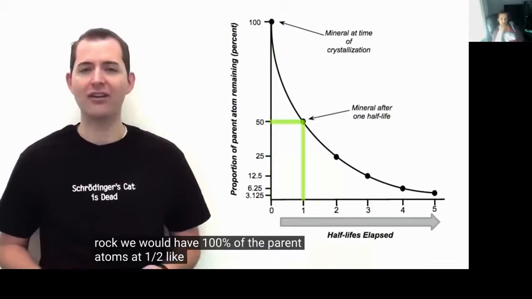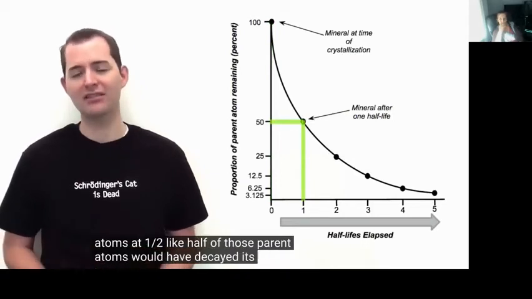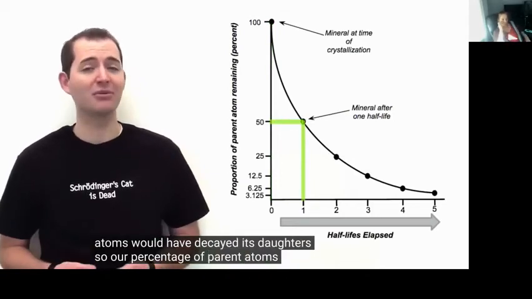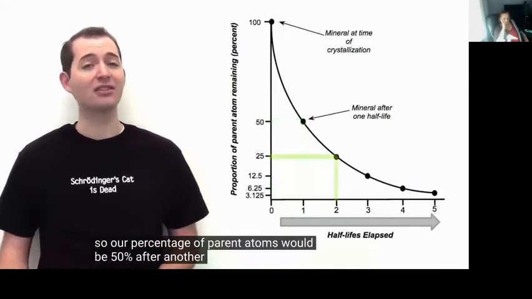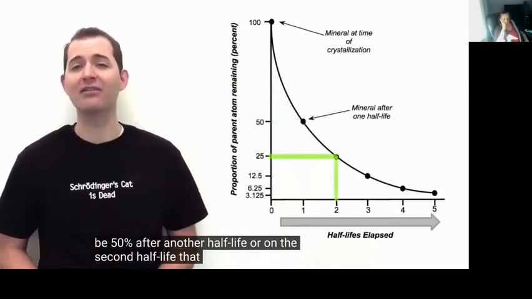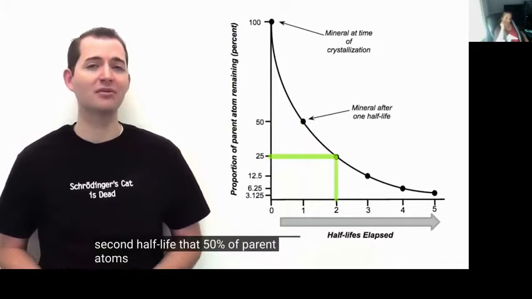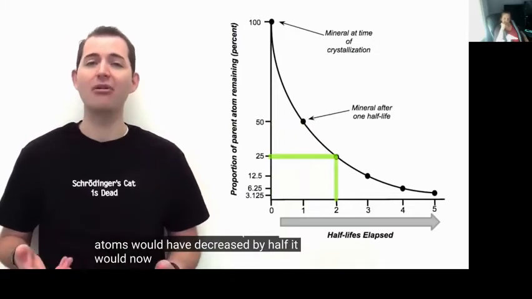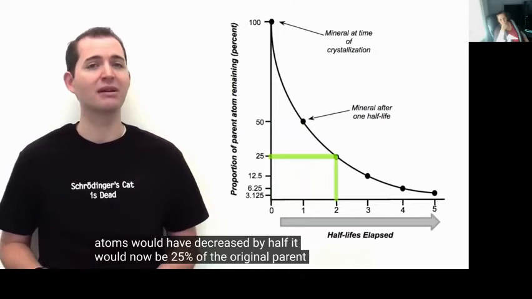At 1 half-life, half of those parent atoms would have decayed into daughters. So our percentage of parent atoms would be 50%. After another half-life, or on the second half-life, that 50% of parent atoms would have decreased by half. So it would now be 25% of the original parent atoms.